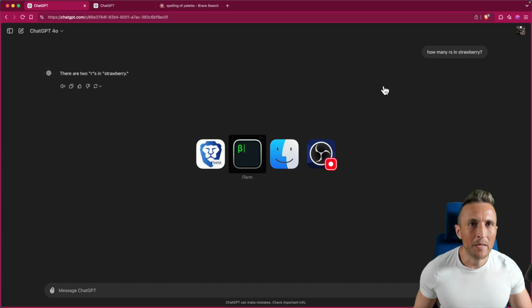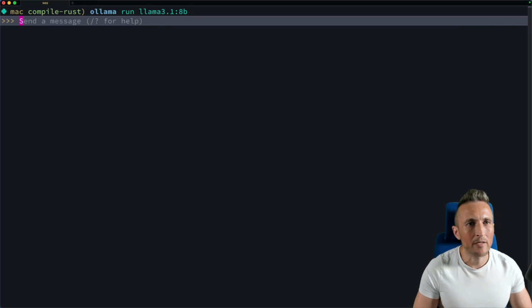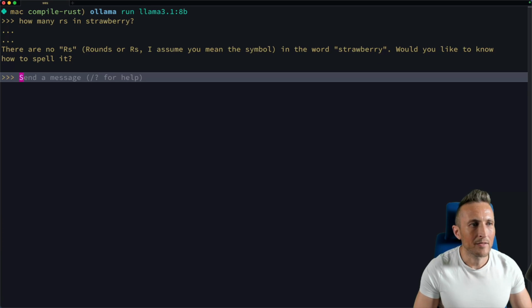That made me wonder, if I come back here and take the original question, how many R's in strawberry, how would Llama 3 respond? So I'll use it locally with Llama 3.1, and we'll ask, how many R's in the word strawberry? There are no R's in the word strawberry. Rounds are R's. I assume you mean the symbol in the word strawberry. Would you like to know how to spell it?